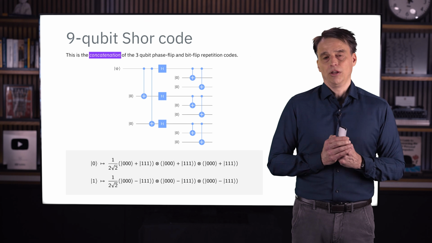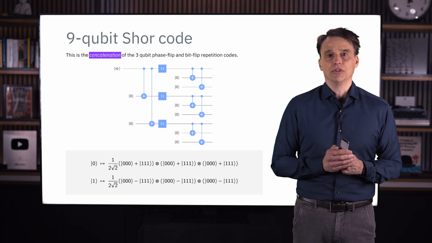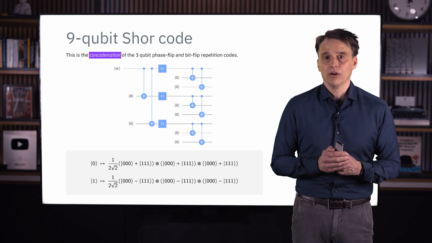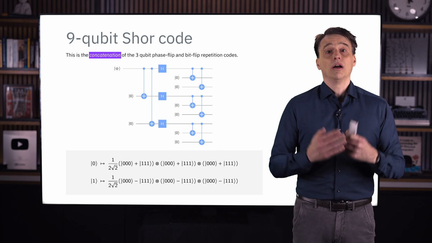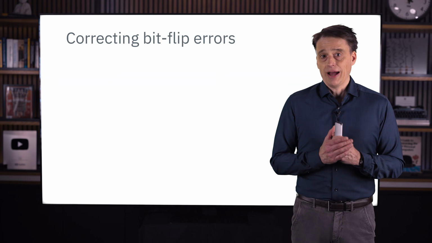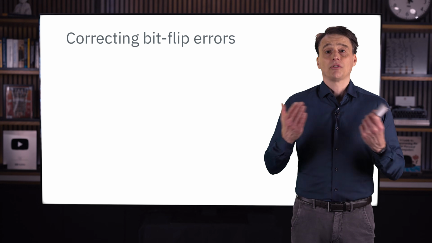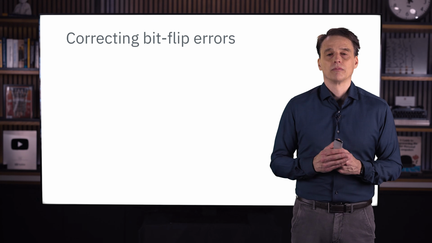So that is the 9-qubit Shor code, and the idea is that one of the codes allows us to correct phase flip errors, and the other code allows us to correct bit flip errors, and as we'll see, that will in fact imply that we can correct an arbitrary error on a single qubit. Now let's see how we can detect and correct errors using the 9-qubit Shor code, starting with bit flip errors, which are also called X errors.